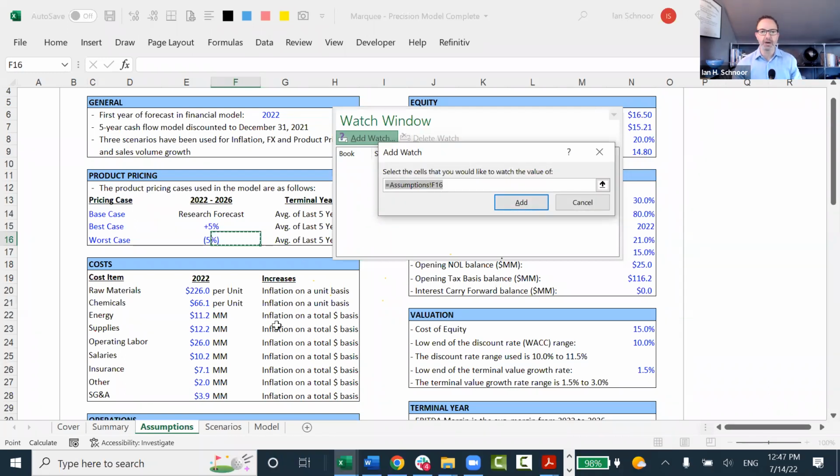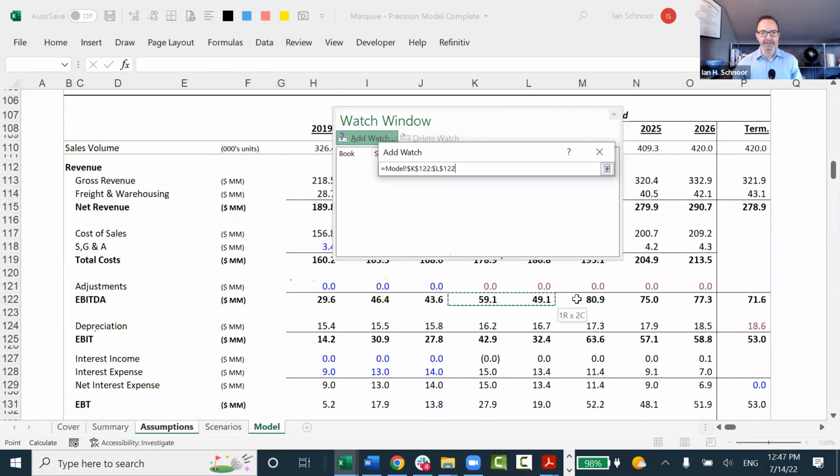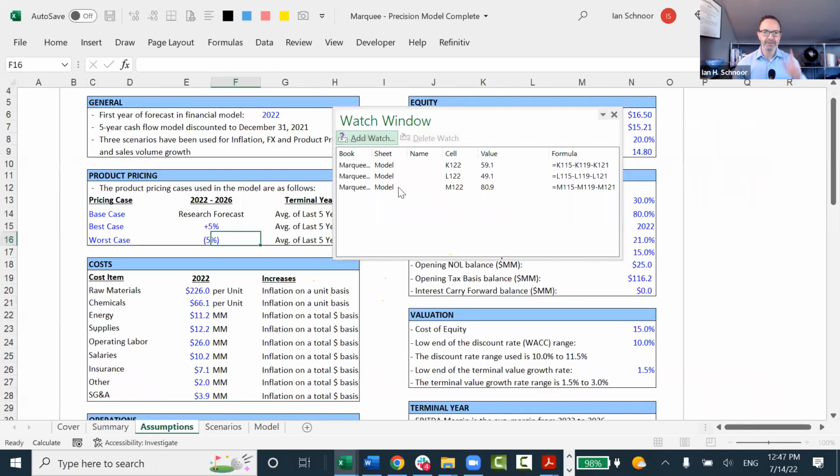It says, where should I go? I'm going to click on my model sheet and go to my income statement and click the first 3 years of EBITDA. You see that? I just highlighted 3 years of EBITDA and I'm going to click add. That's it.